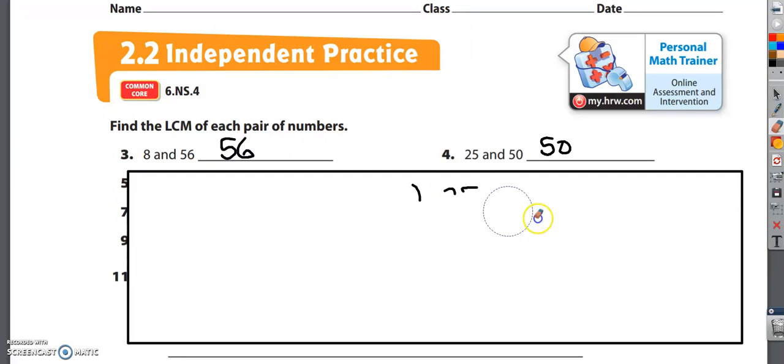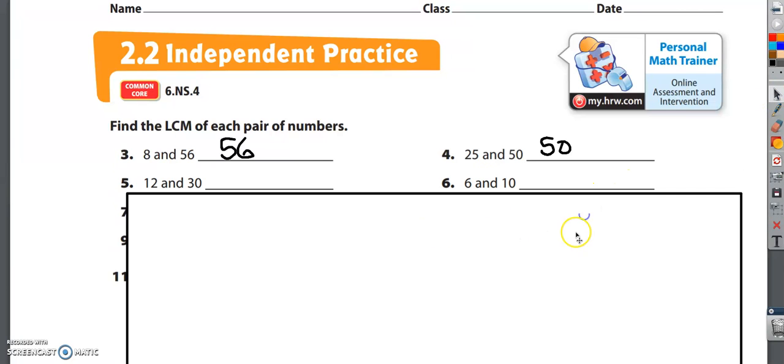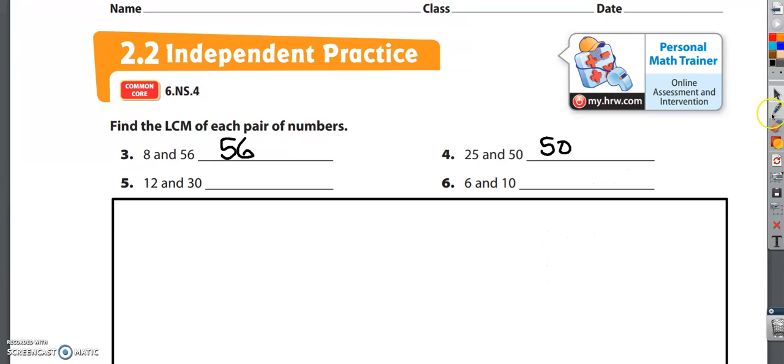So let's move on. I don't remember if there's any more of these that look like that. See, this isn't going to work for number 5. It won't be the same for number 5. And here's basically why. When you list your multiples of 12, 30 won't be one of them. In the first two problems we did, the answer was the larger number. It won't be the case here. We'll simply see that by listing the multiples of 12.